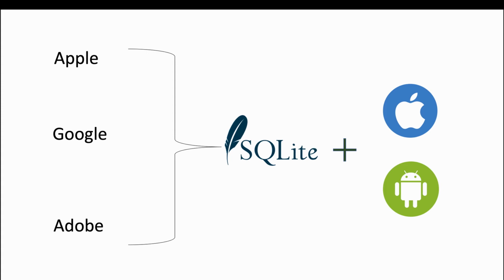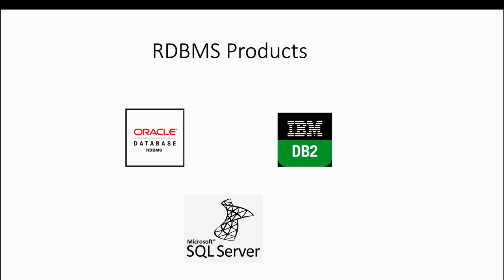So the question is, why use SQLite? SQLite databases contain a single file on the disk, which makes them portable to any platform. As the name suggests, SQLite is the lightest version of SQL. It does not require any server, no configuration. In contrast to other RDBMS products like Oracle Database, IBM DB2 and Microsoft SQL Server, SQLite does not require any administrative overhead or any setup complexity.